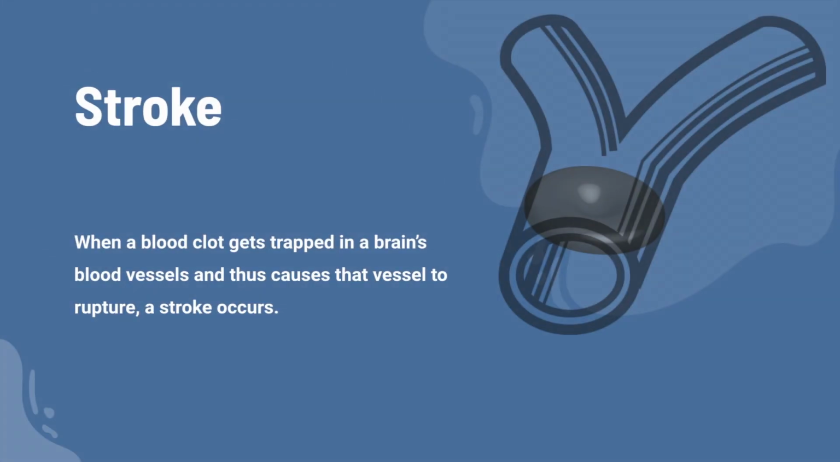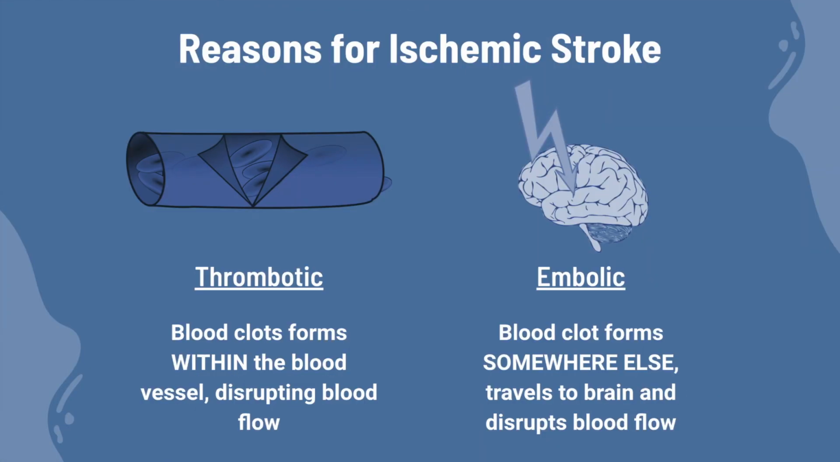What is a stroke? A stroke occurs when a blood clot gets lodged within a blood vessel in the brain, which then will cause that vessel to rupture. Now, there are two primary reasons for ischemic stroke, one of these being thrombotic. This means that a blood clot forms within the blood vessel, which will eventually disrupt blood flow. The second reason is embolic, and this means that the blood clot forms somewhere else in the body, travels to the brain, and eventually disrupts the blood flow there as well.